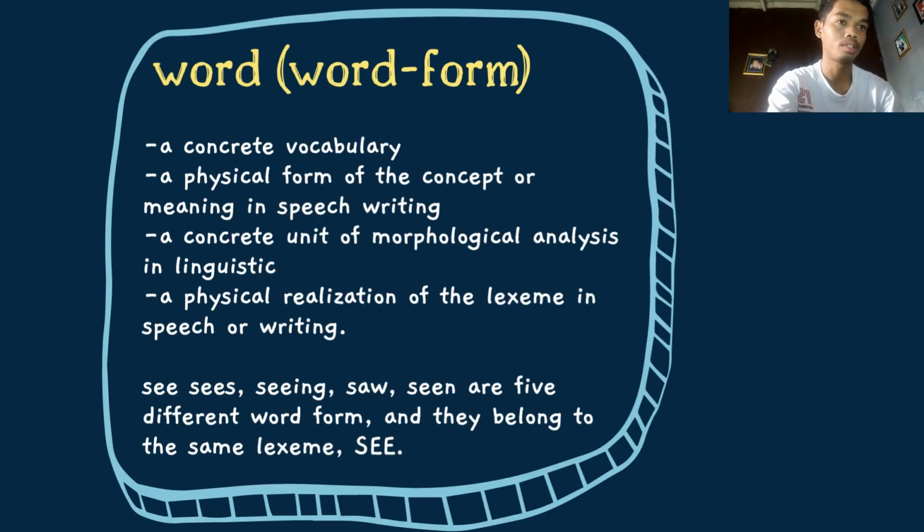If a lexeme is an abstract vocabulary item, then a word form is a concrete vocabulary item. We can say that the word form is a manifestation or representation of the lexeme, the embodiment of a word. One word can be realized in various forms, so it has a physical form of the concept or meaning in speaking or writing. It is the concrete unit of morphological analysis in linguistics, the physical realization of the lexeme in speech or writing. See, sees, seeing, saw, seen are five different word forms and they belong to the same lexeme, see.